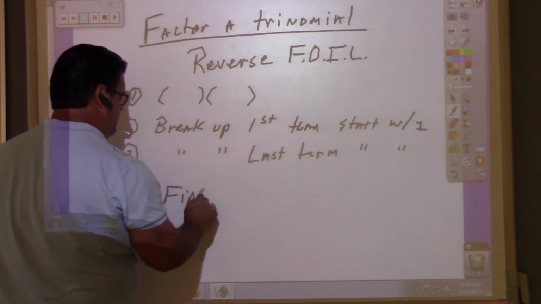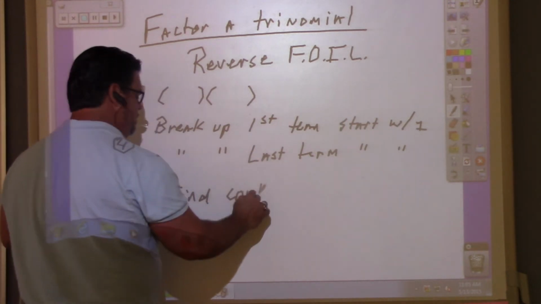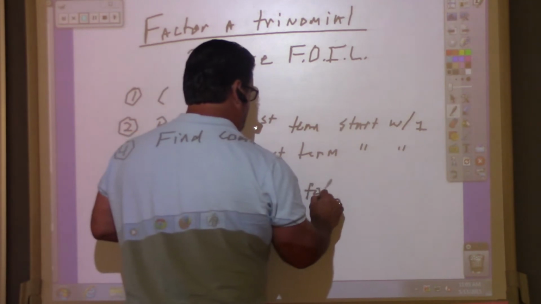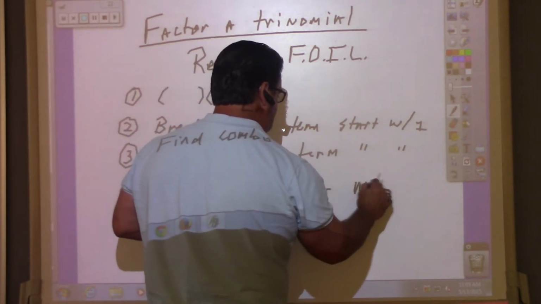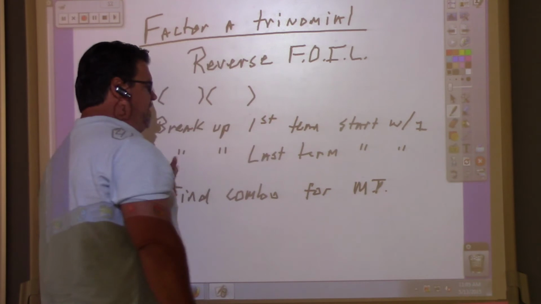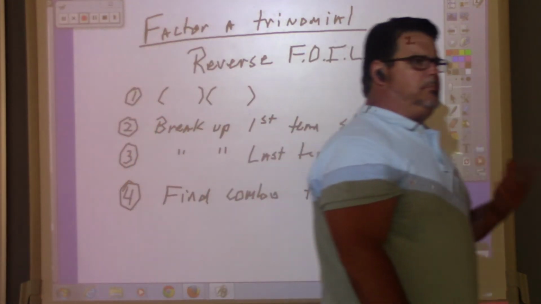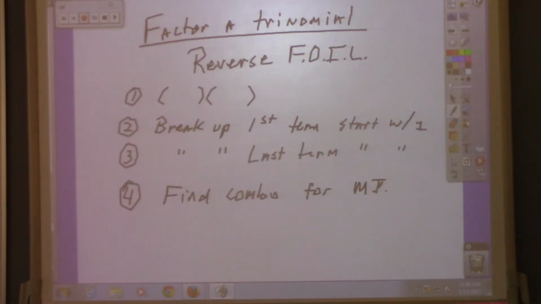Find combo for middle term. What have I not mentioned this whole time? I've gone through 3-4 steps, and what have I not mentioned? Signs. The signs. Because once you get 1 through 4, the signs will fall into place.